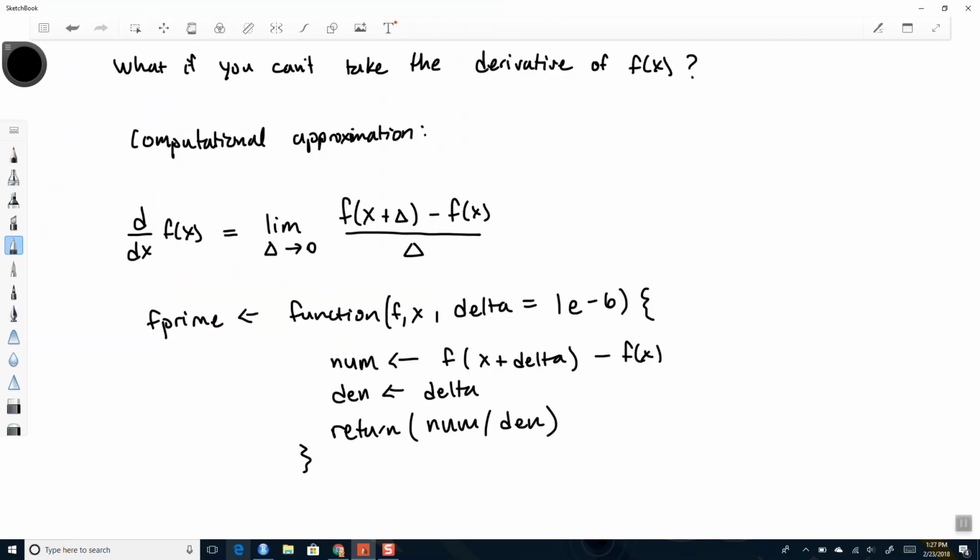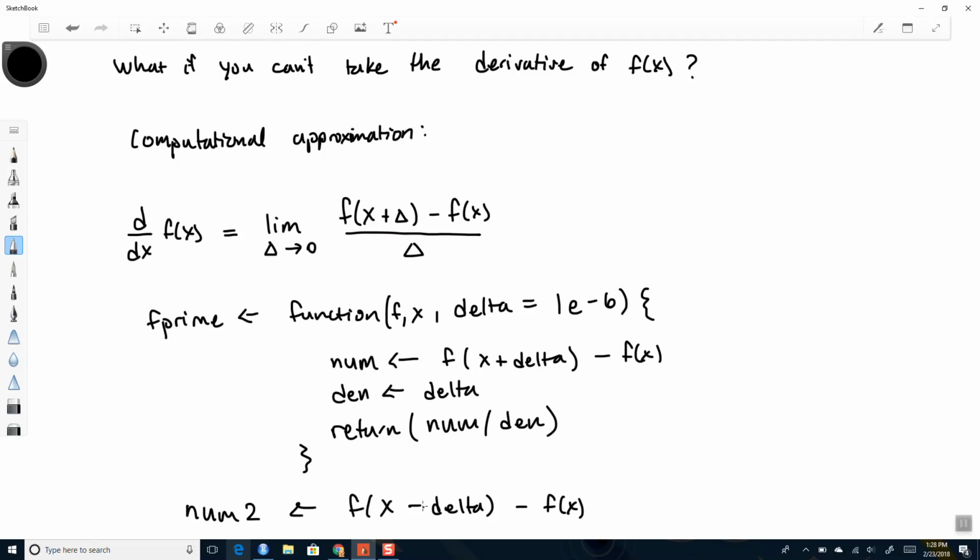Of course, to make it more robust, you could have another option. A better version is you'll have a second numerator. Numerator 2 is going to be f of x minus delta minus f of x. So basically you're approaching the derivative from the left-hand side and from the right-hand side, and you want to make sure that those two things are in agreement. You'll have to do some kind of check to make sure that numerator divided by delta and numerator 2 divided by delta are similar in value.